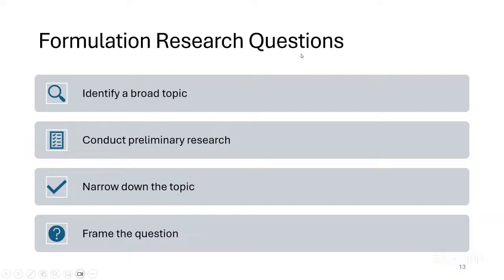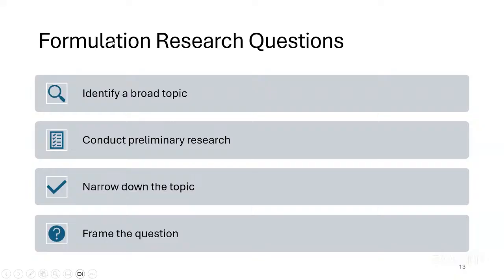Now, how do we formulate research questions? We've identified that you need to identify the broad topic and conduct preliminary research. Preliminary research simply means you are just asking questions, searching the literature, and observing. Your eyes are very observant. If you are in the wards or in the clinics, you can observe and find out what's happening in your environment. Then you narrow down the topic and then you frame the question.